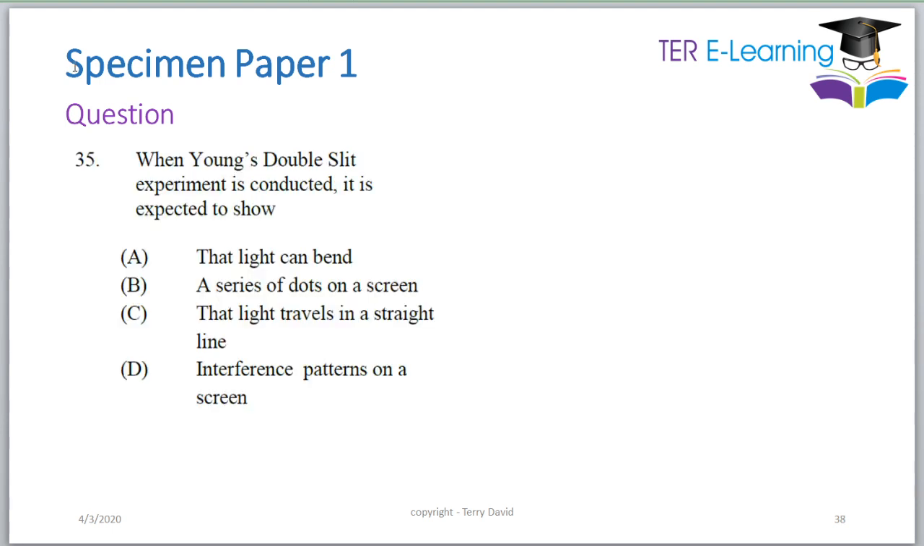Let's go to 35. So 35, when Young's double slit experiment is conducted, it is expected to show. So Young's double slit experiment shows that light can show interference, right? That's the whole purpose of it. Light can show interference, right?